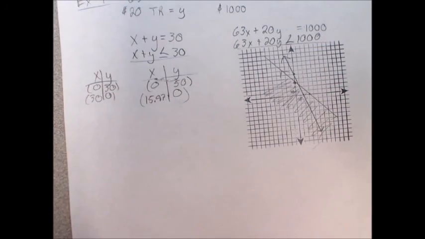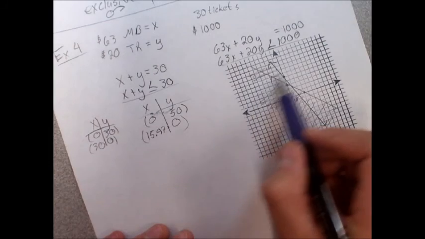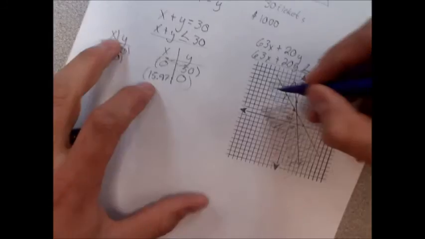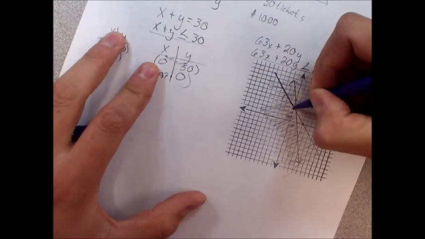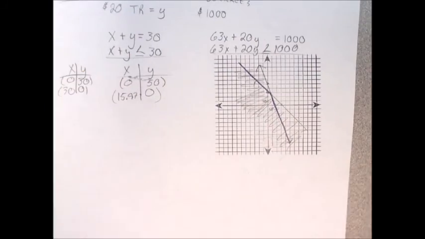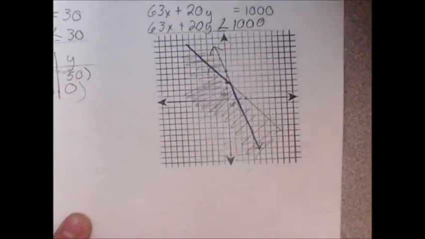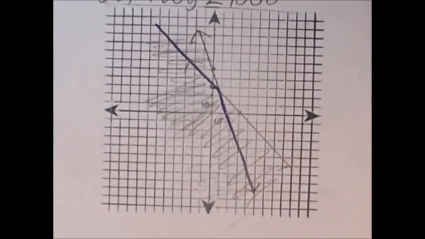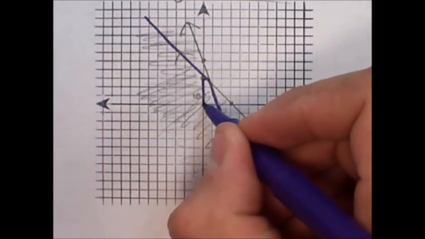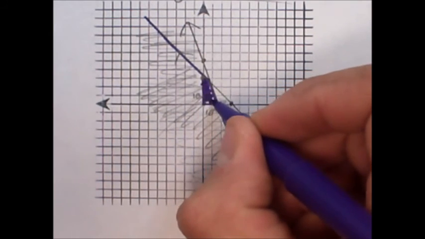Is 0 less than or equal to 1,000? Of course it is, right? So it's going to be everything from here down. Now the overlapped area is technically the solution area. So here's where it starts to overlap, and it continues overlapping right through there. But we know something about this problem, and I'm going to zoom in on it so that we can see a little bit better. We know that we can't have negatives, right? So it stops there. So it technically is only that little piece right there.